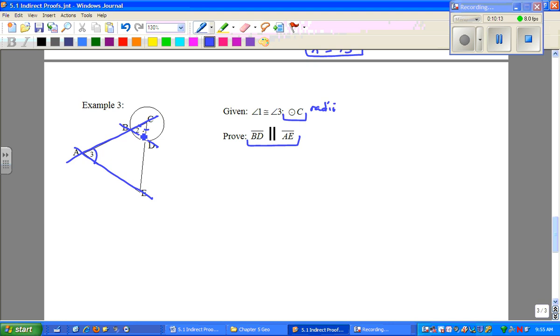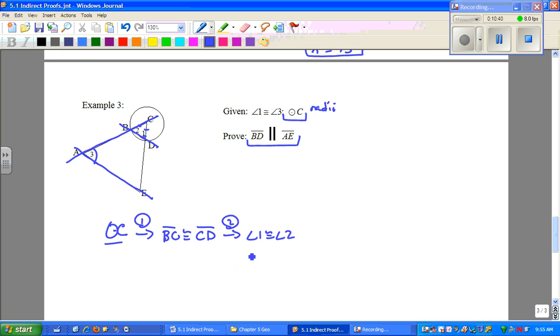Well, so we're not proving triangles here. Well, we would be starting with circle C. Reason 1, that would give us BC congruent to CD. Well, what kind of triangle did BCD make then if these two sides are congruent? Isosceles. So that means angle 1 would be congruent to angle 2 because if sides, then angles.